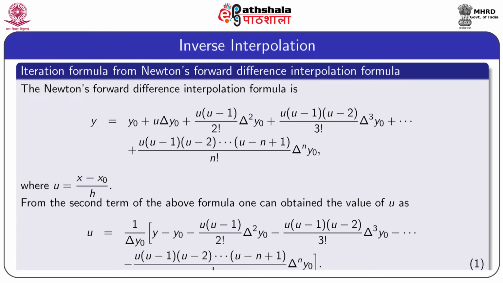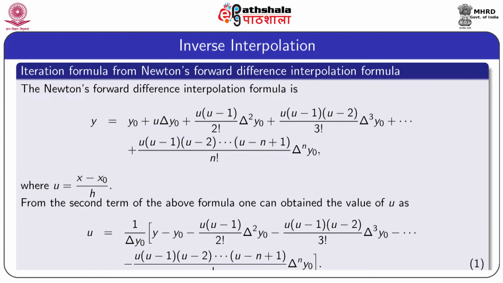Now, we come to another inverse interpolation formula based on Newton's forward difference interpolation formula, but this is not a direct method, it is an iterative method. We know Newton's forward difference interpolation formula as y equal to y0 plus u into delta y0 plus u into (u minus 1) by factorial 2 into delta 2 y0 and so on, where the new variable u is equal to (x minus x0) by h.